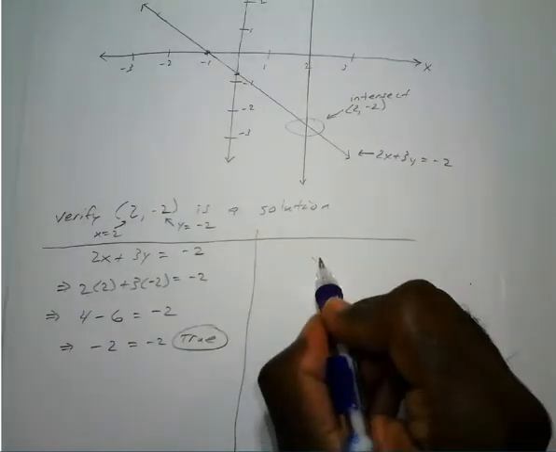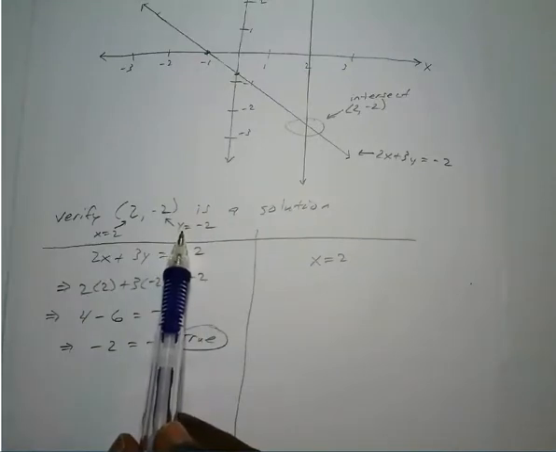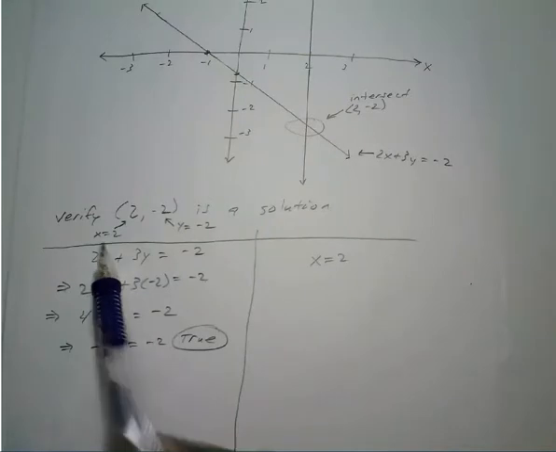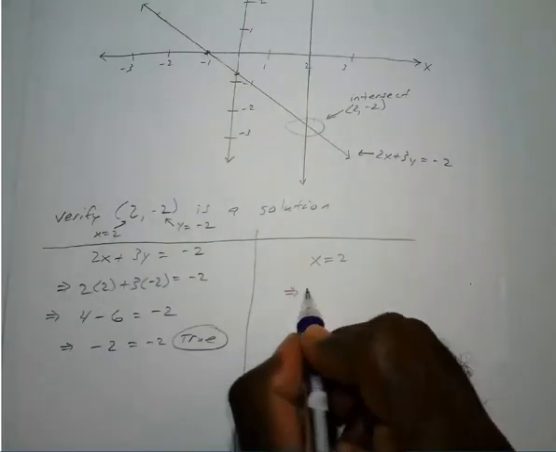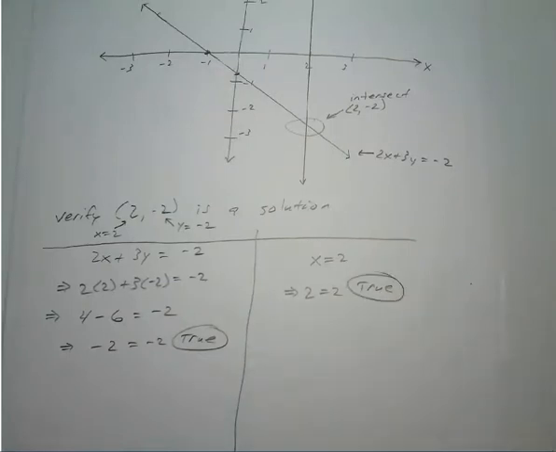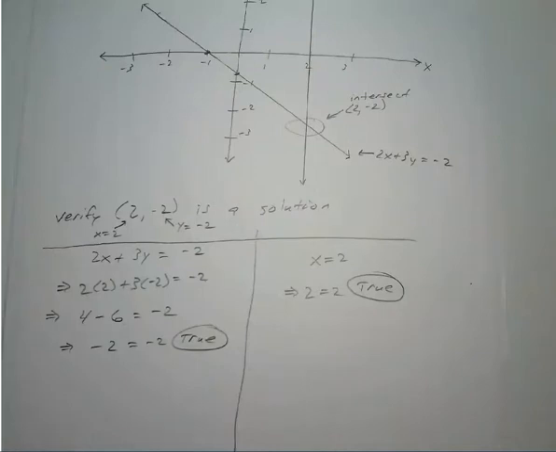Okay, so now with x equals 2, there is no y value to replace. So just replace the x value. So x equals 2, that just gives us 2 equals 2, which is, of course, true. Okay, so we just verified that 2, -2 is the solution.